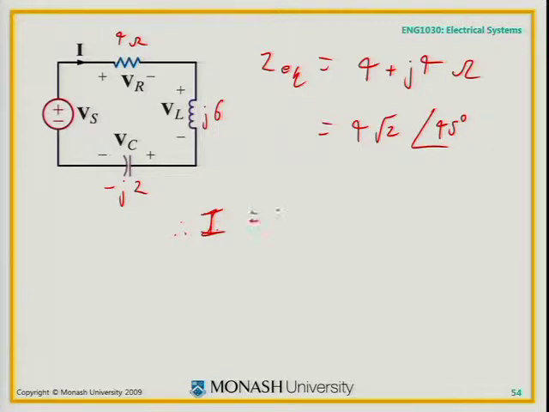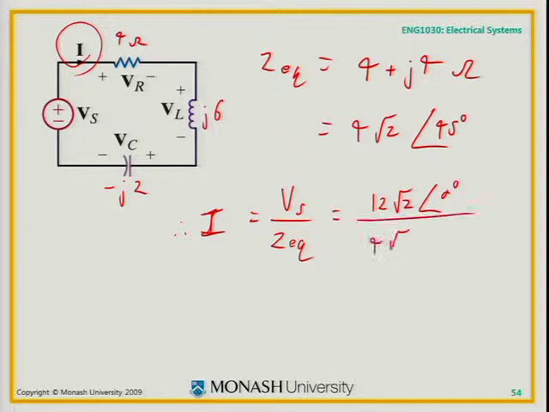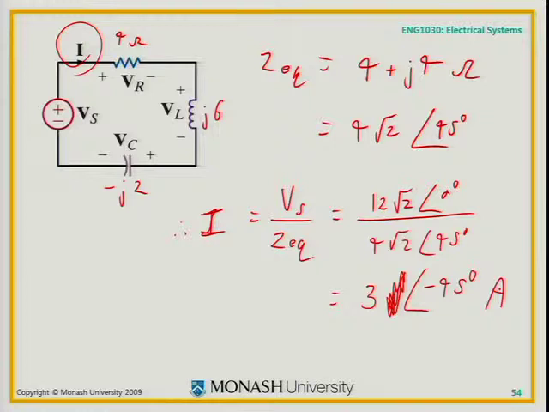I is just Vs divided by Z equivalent. How much current's flowing? Well, the voltage source divided by the equivalent impedance that it sees. Everything's complex. So 12 root 2 at angle 0 degrees, our Vs, over 4 root 2 at angle 45 degrees, which equals 3, not root, 3 at angle minus 45 degrees. So I know the current, 3 at minus 45 degree amps.